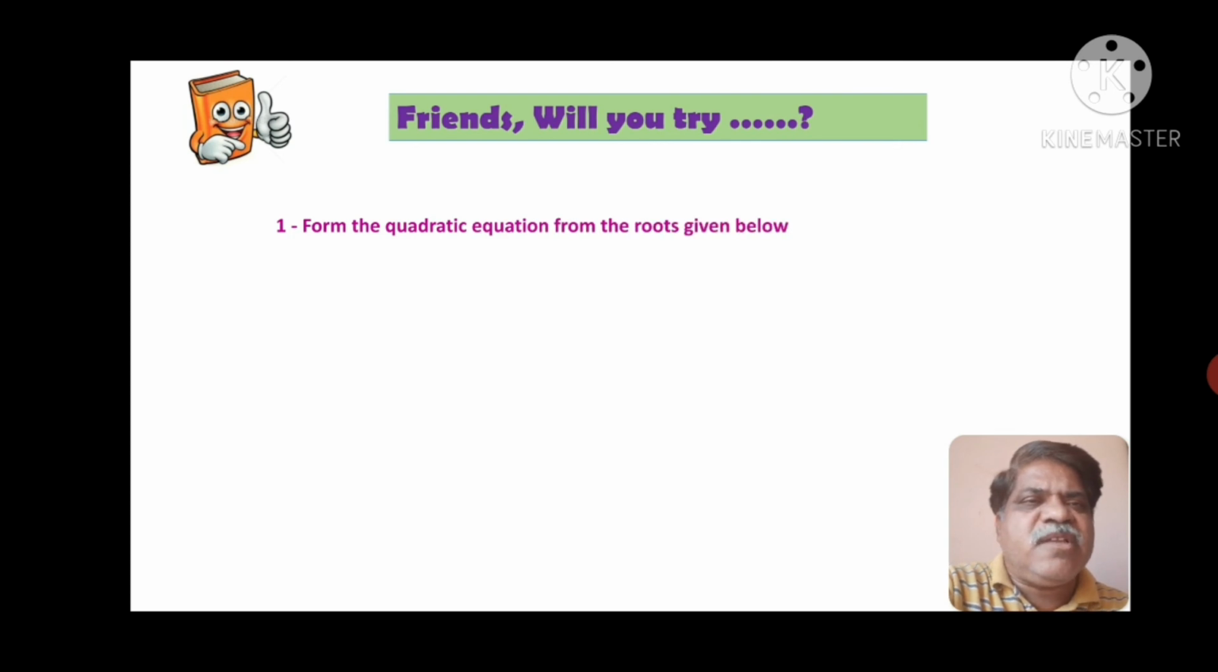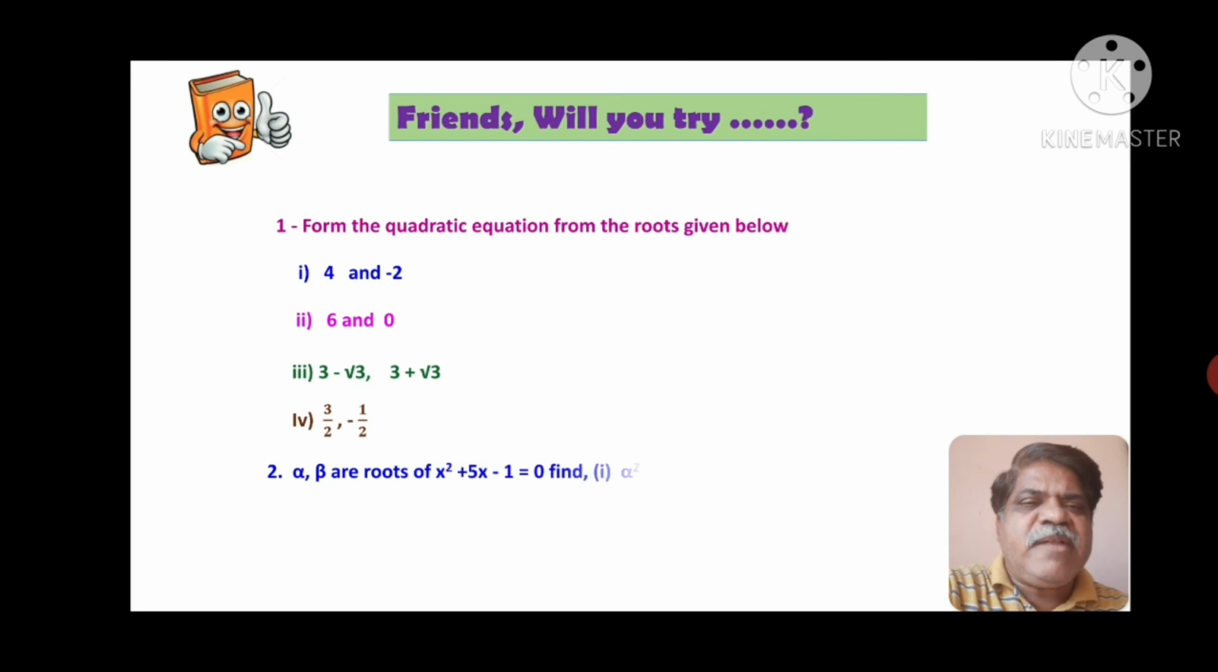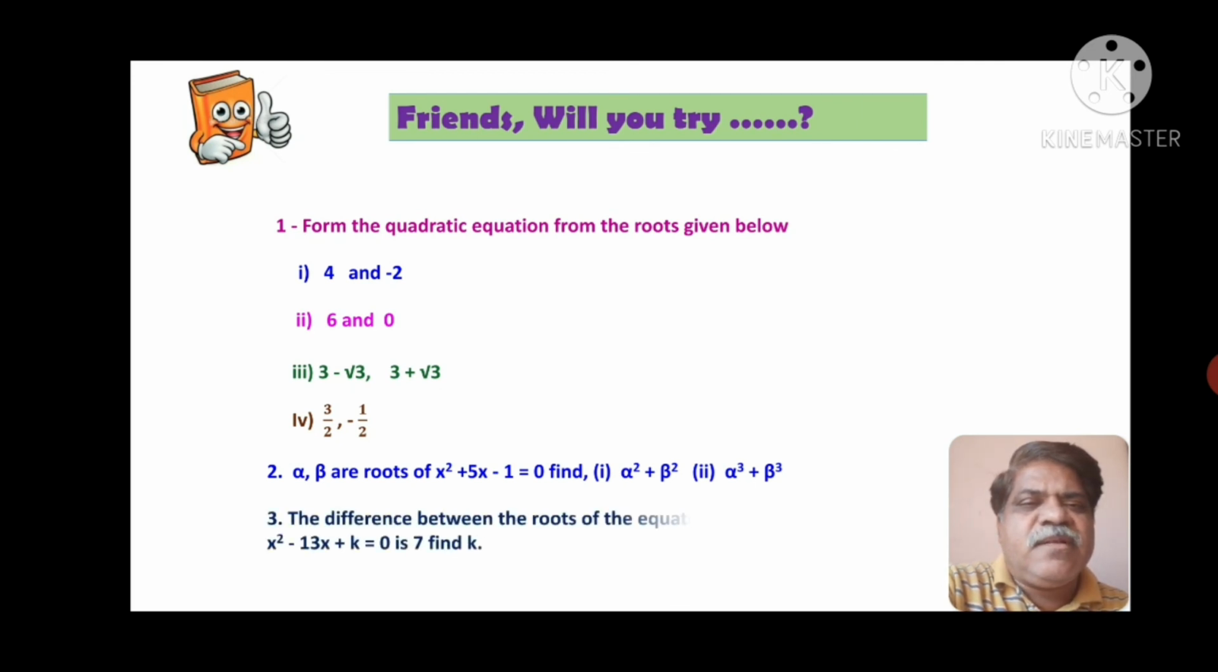Form the quadratic equation from the roots given below. 4 and minus 2. Second is 6 and 0. Third is 3 minus root 3 and 3 plus root 3. And 3 by 2 and minus 1 by 2. Alpha and beta are the roots of x^2 + 5x - 1 = 0. Find alpha^2 + beta^2 and alpha^3 + beta^3. Third one, the difference between the roots of the quadratic equation x^2 - 13x + k = 0 is 7. Find the value of k.